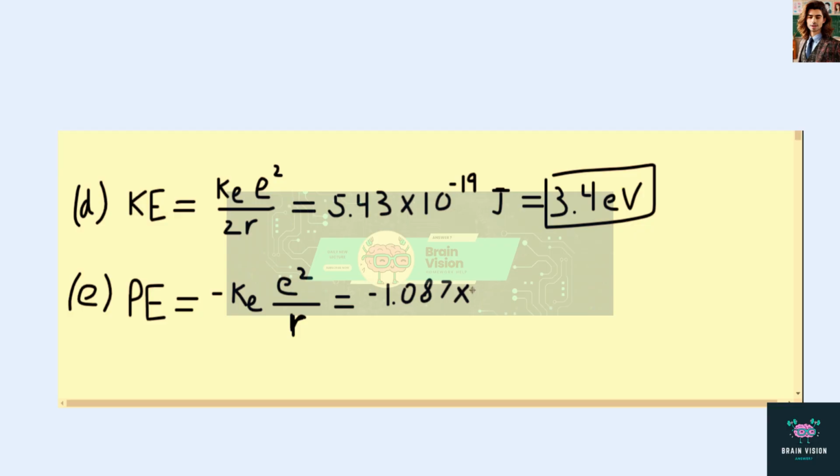Again, for comparison with what we did in part D, we want to convert this from joules to electron volts, using the fact that 1 electron volt is equal to 1.6 times 10 to the minus 19 joules. So this gives us negative 6.8 electron volts.